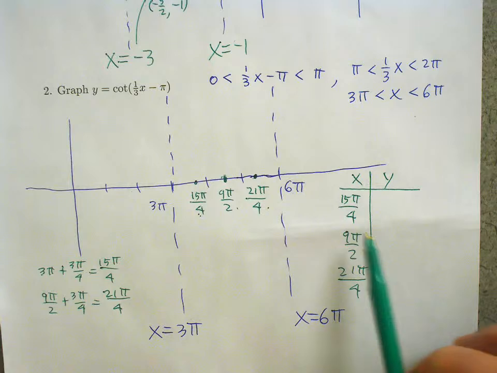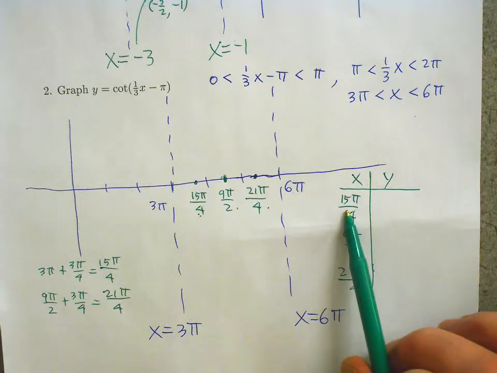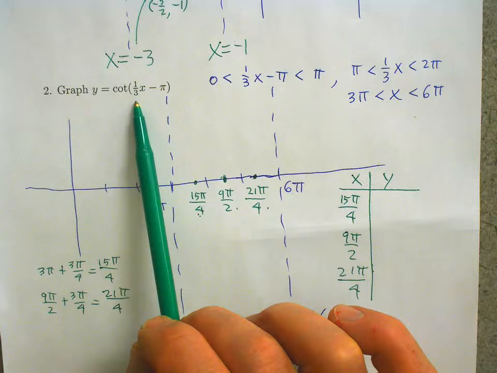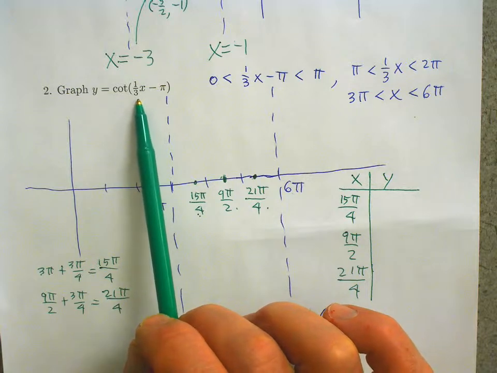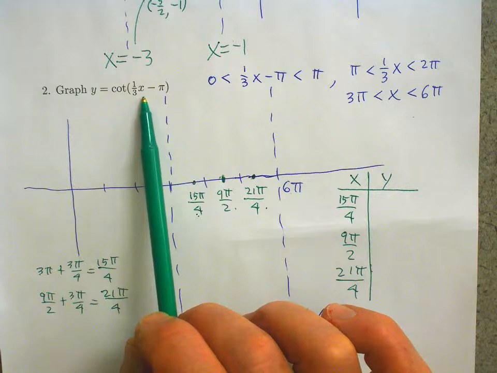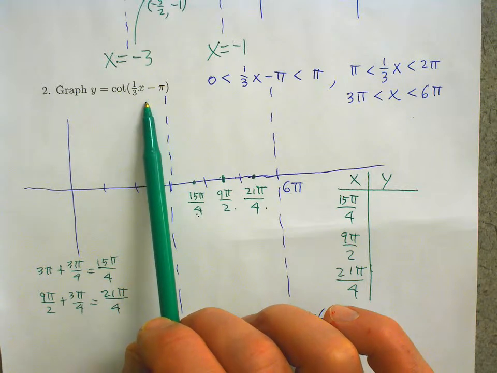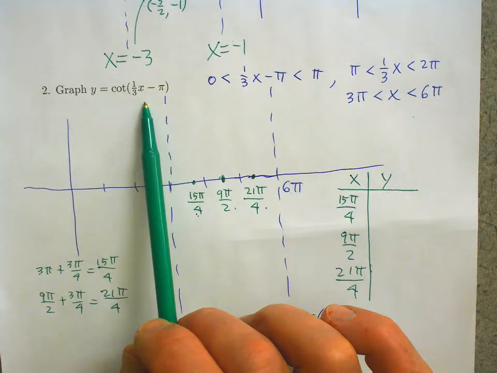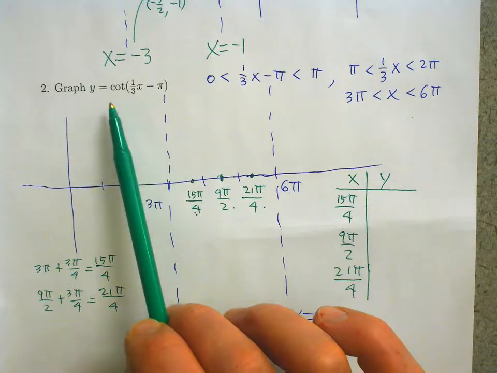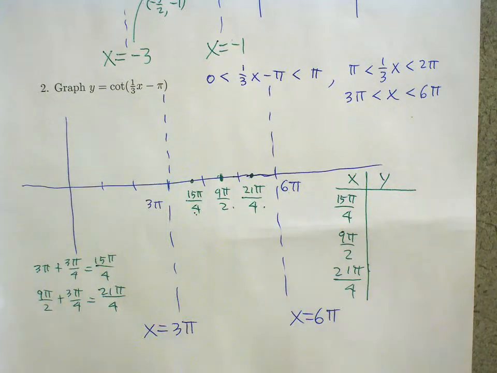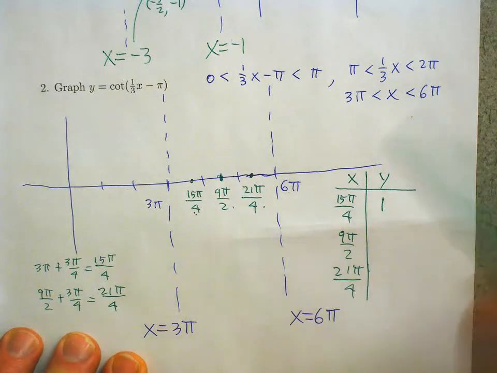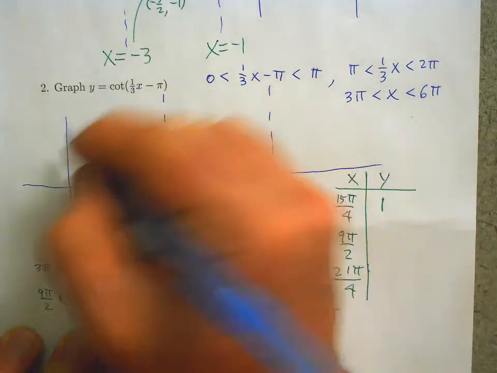So let's try this one. When x is 15 pi over 4, 1/3 of that is 5 pi over 4. And 5 pi over 4 minus pi is pi over 4. And cotangent of pi over 4 is 1. So we plot that point.